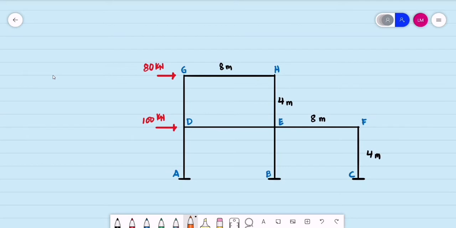So let's say we have these points A, B, C. Then for beam DE, it is point D. For beam EF, it is point E. Then for the second level, let's say point F, point G, then point H. So these are the points of inflection. So again, at the point of inflection, the magnitude of the moment is equal to 0.